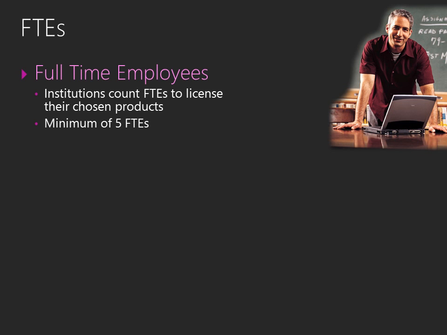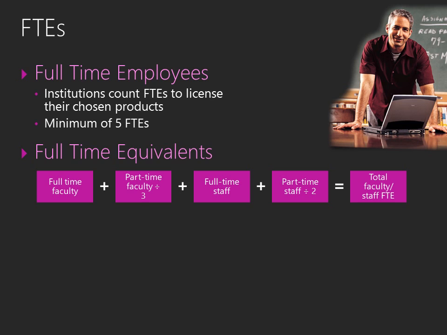So as I mentioned before, the OVS-ES and EES all have a minimum FTE count to start purchasing through those enrolments. And so you have to count your number of FTEs and license them with the chosen products. And for OVS-ES, the minimum was 5 FTEs, whereas for EES it was 1,000. So what actually is an FTE? Well, it really stands for full-time equivalent.